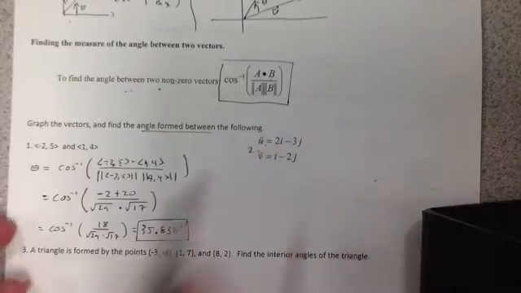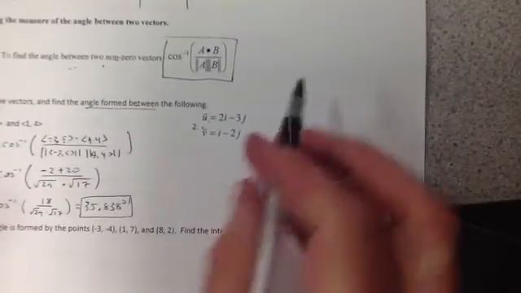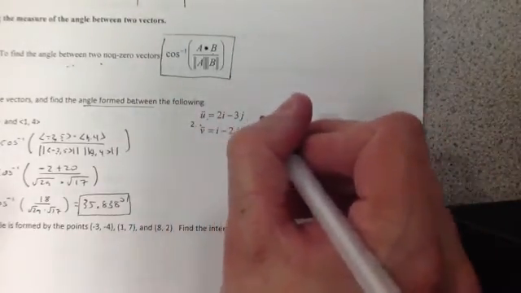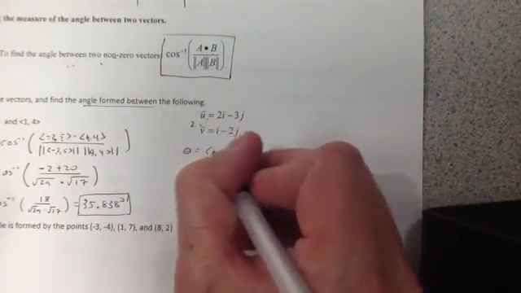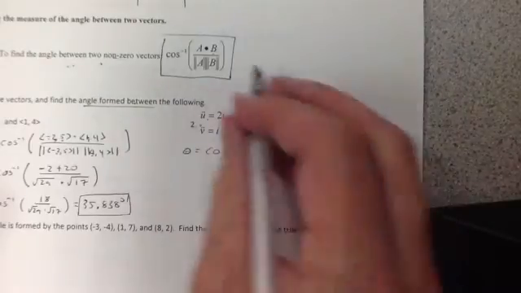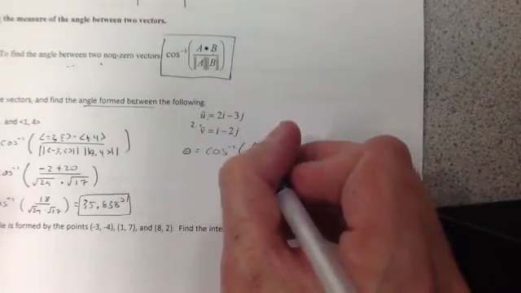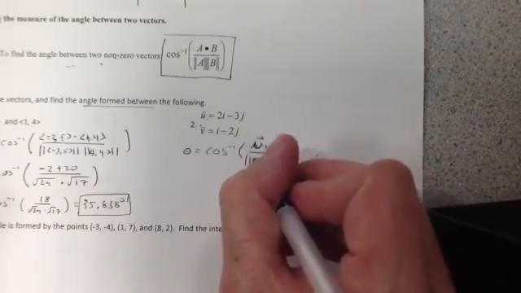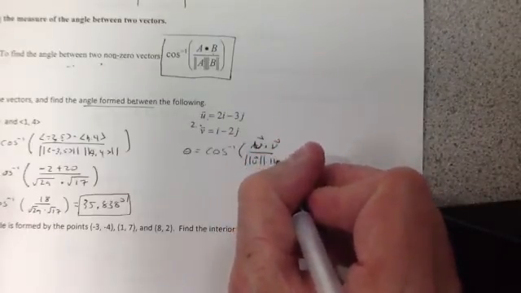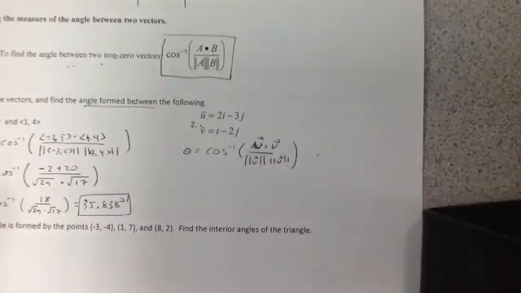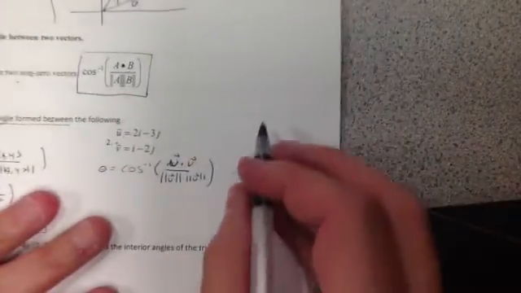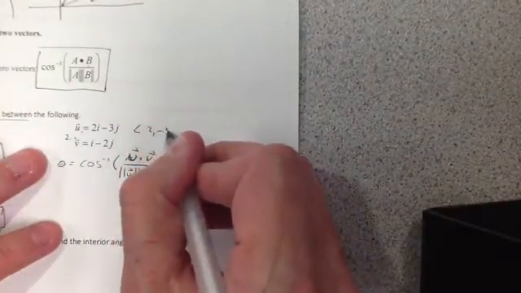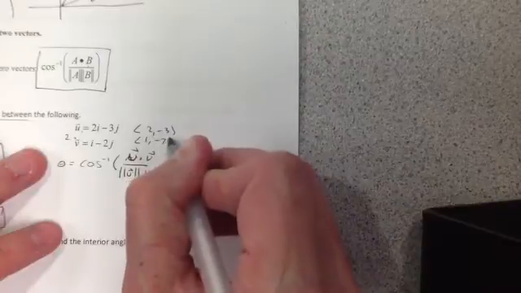All right, so for part B, let's try B here. A little bit easier for us, this one. We know it's going to be the inverse cosine of A dot with B, or in this case, u dot with v, over the magnitude of vector u times the magnitude of vector v. Okay? So let's go do our side work over here. Remember, this is 2, negative 3. This is 1, negative 2.